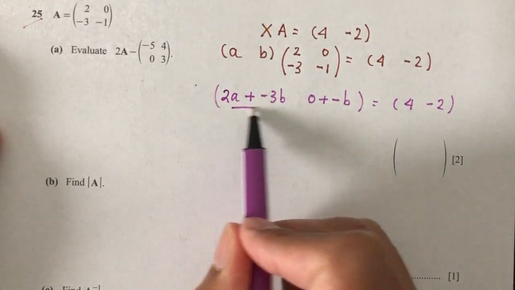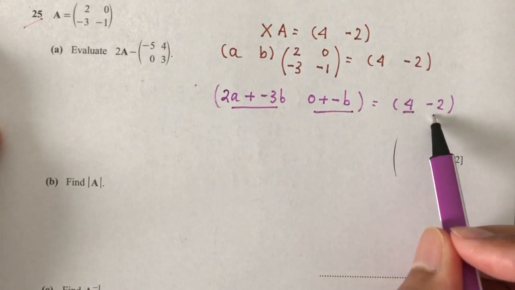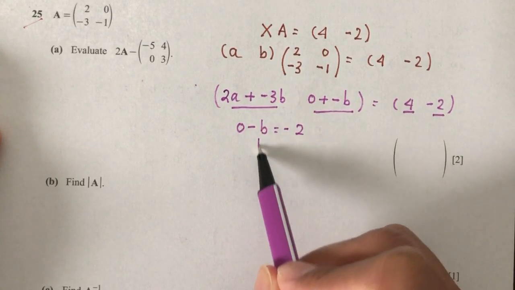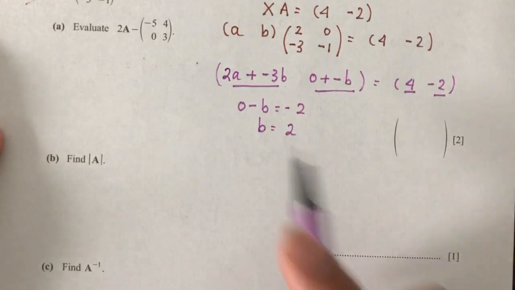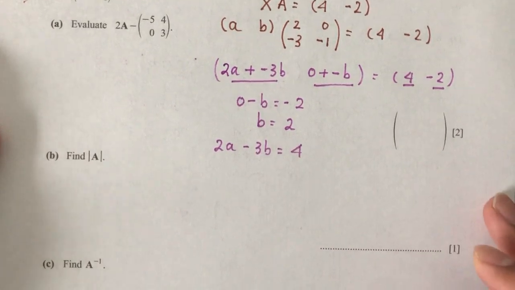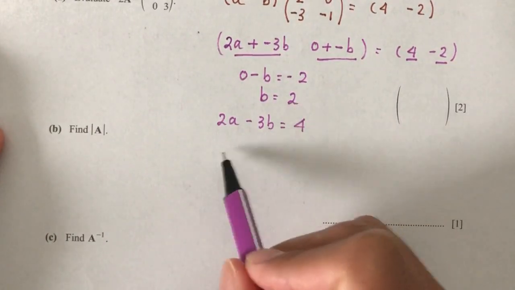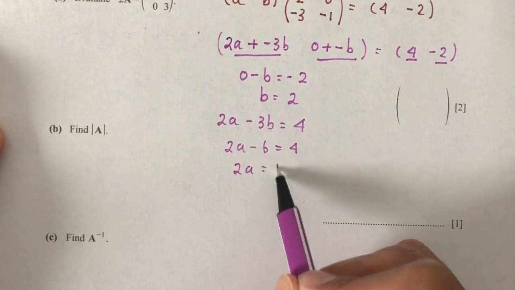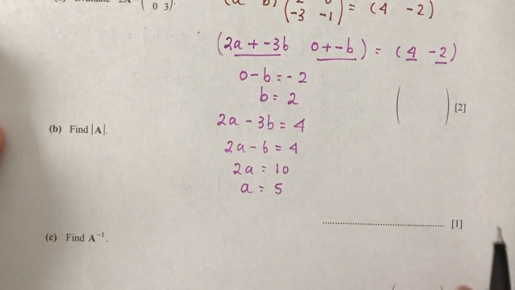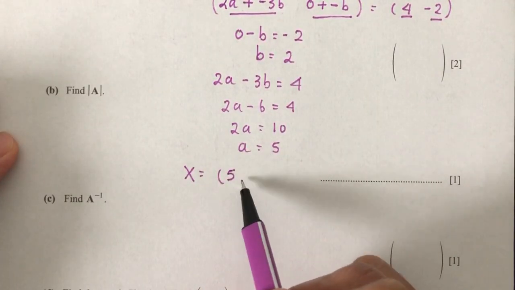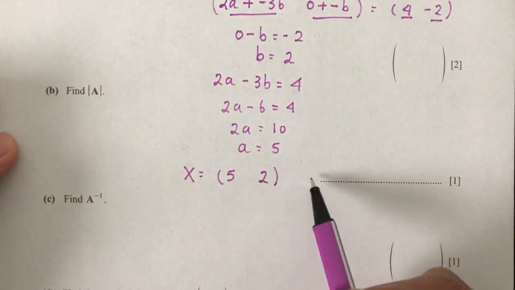Now, this value here is equal to this value, and this value here is equal to this. So from this we have 0 - b equals -2, so b is equal to 2. For the other one, 2a - 3b is equal to 4. Replacing b with 2 here, you will have 2a - 6 equals 4, so 2a is equal to 10, so a is equal to 5. Going back to the main form, X is [a, b], so X is equal to [5, 2]. That is the matrix X.